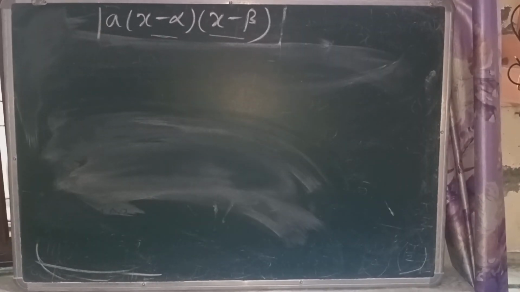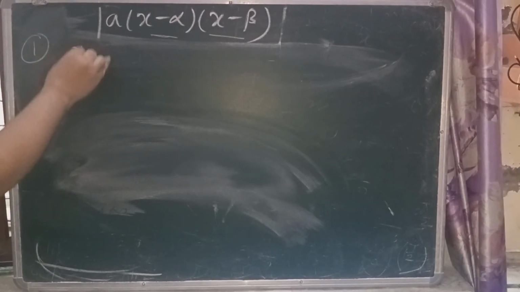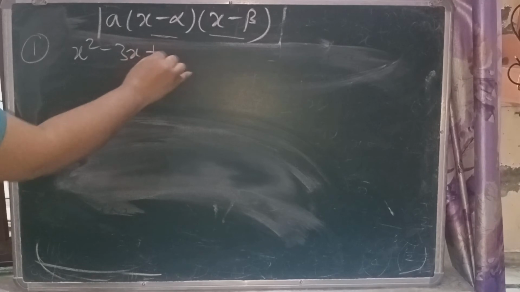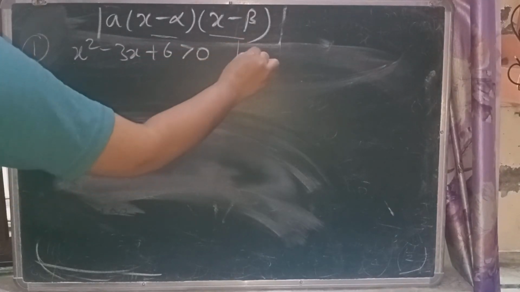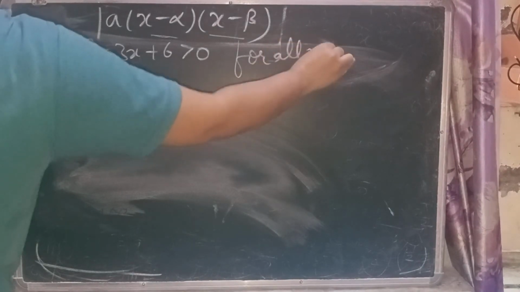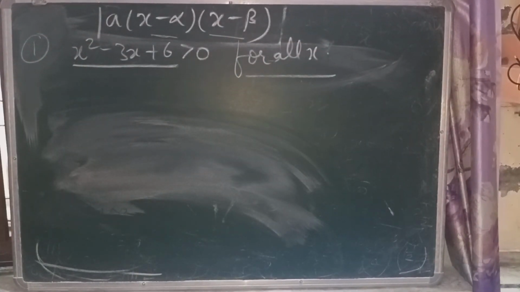If you go for the first equation, first part, you have to show that x square minus 3x plus 6 is always greater than 0 for all the values of x. That means we have to show that this expression is always positive.